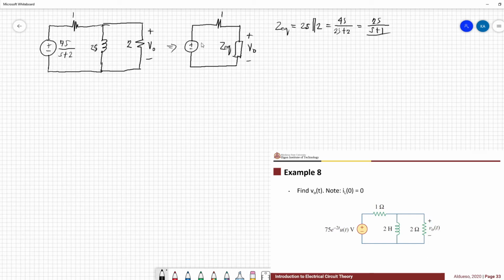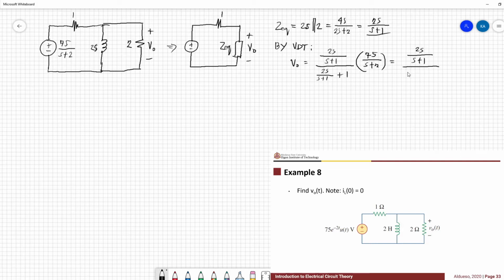Now solving for Vo, we can use VDT. By VDT, Vo is equal to Zeq over Zeq plus 1 times the voltage source. So we have 2S over S plus 1 all over 2S over S plus 1 plus 1, times the voltage source. So this is equivalent to 2S over S plus 1.